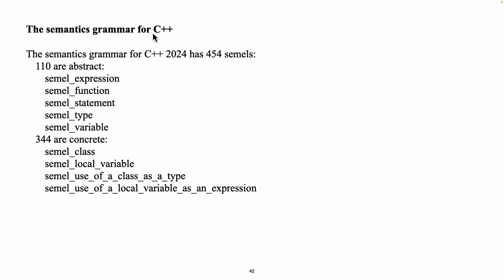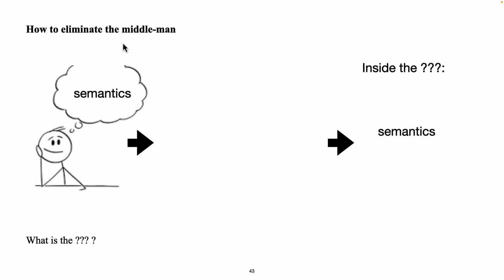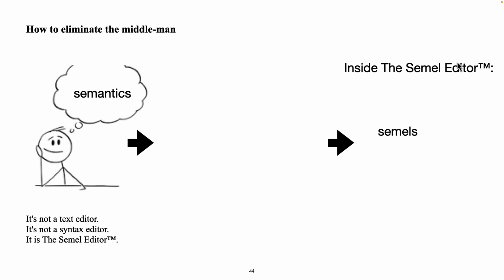The semantics grammar for C++24 has 454 Semels. Many are abstract, many more are concrete. So the way we've eliminated the middleman is by having a thing that edits semantic elements. It's an editor of Semels. It's not a text editor. It's not a syntax editor. It is a semantic element editor. And that allows you to start with and end with semantics, completely eliminating the middleman of syntax.